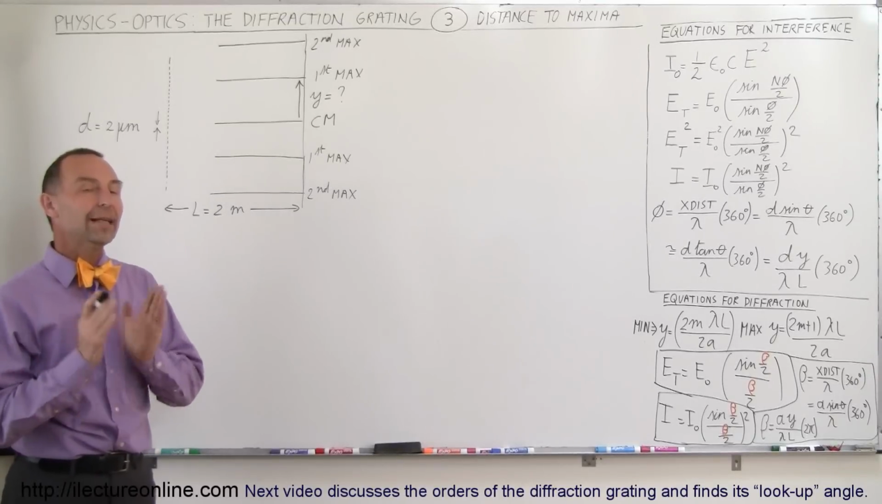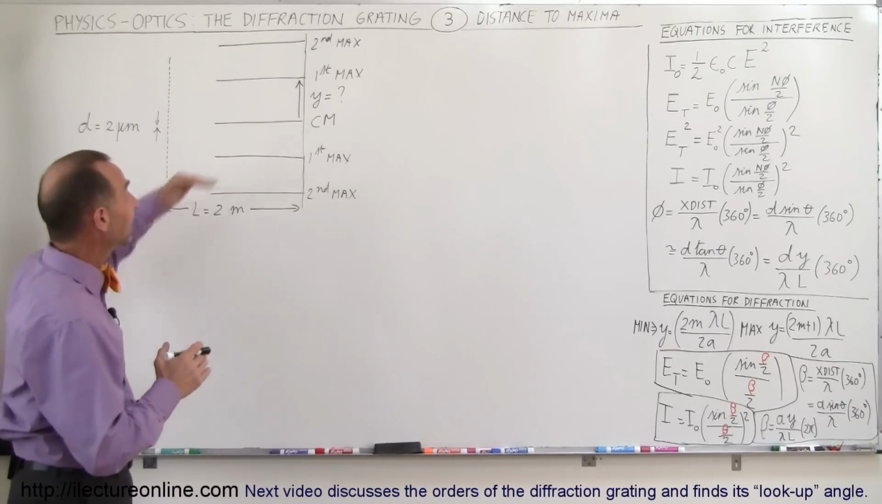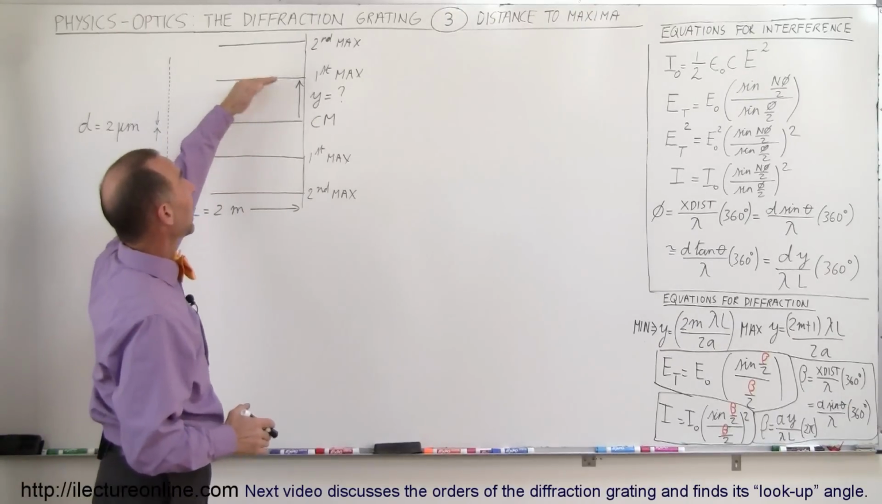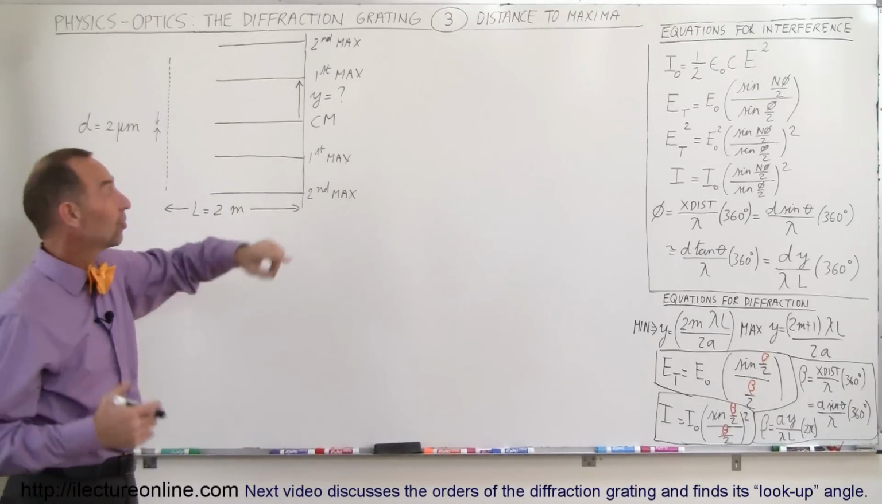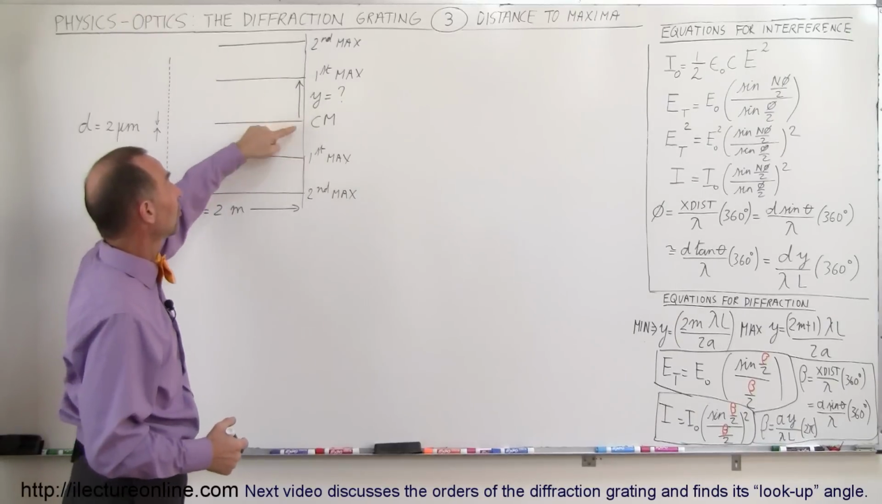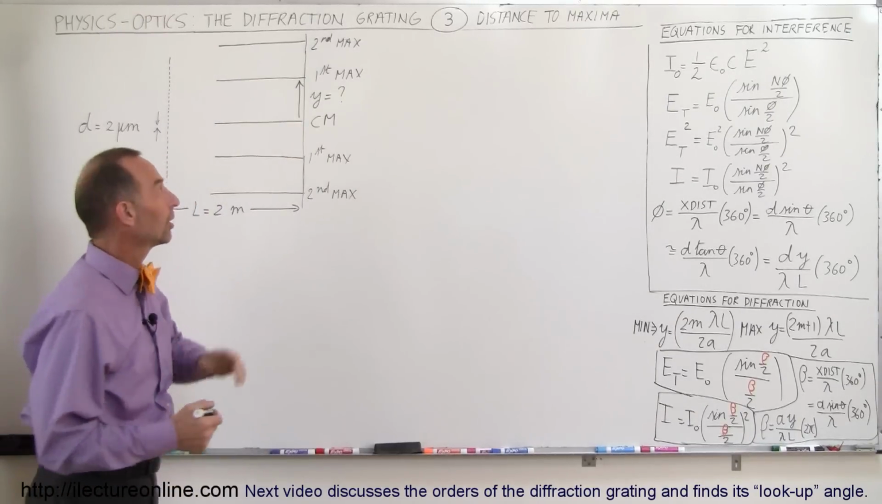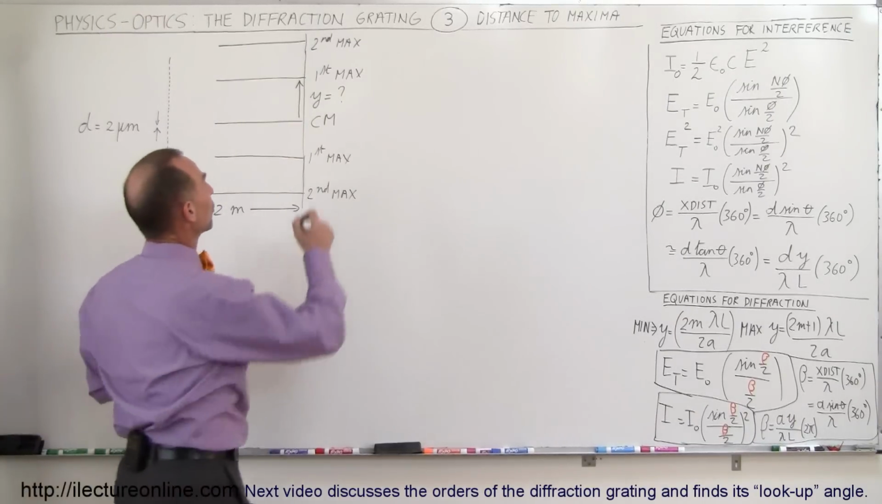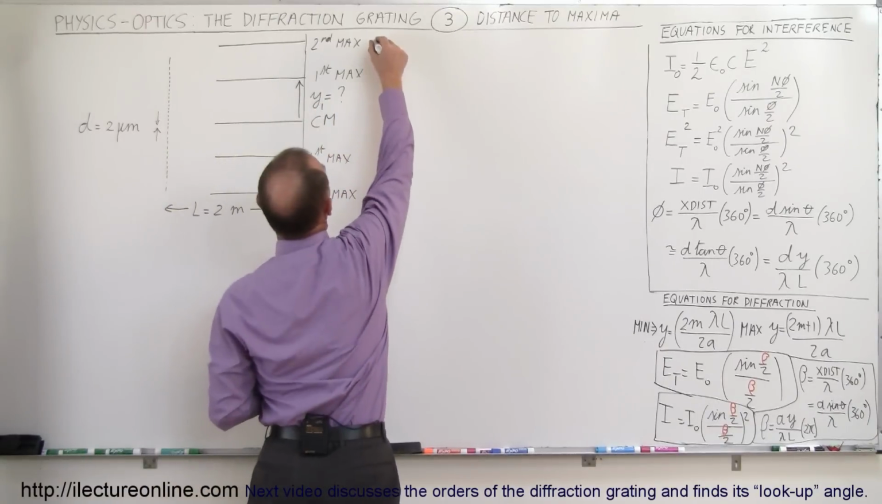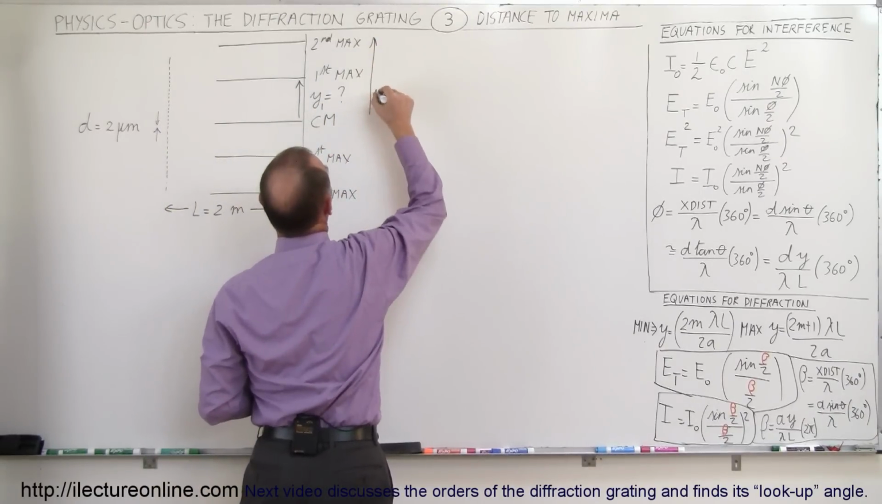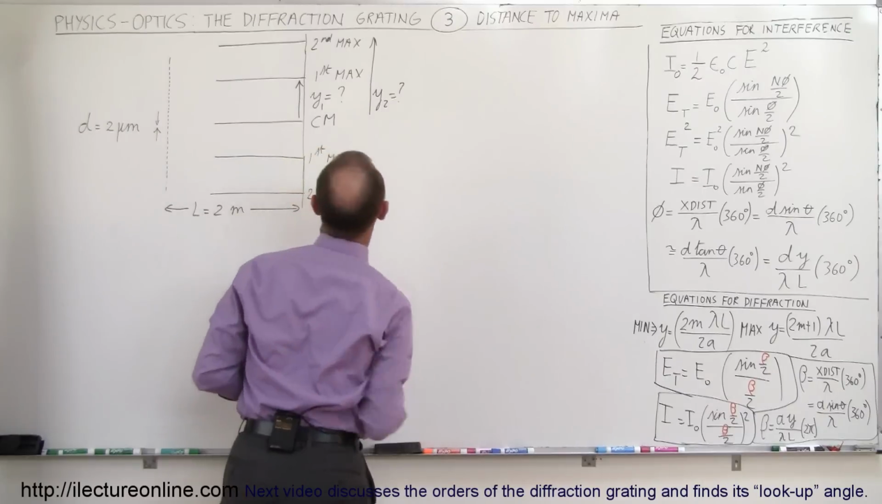Welcome to Electron Line, and now we're going to find out how to calculate the distance to the first maximum and the second maximum. So what is the distance y from the central maximum to this distance, and from there to the second distance? We'll call that y sub 1 and y sub 2. So y sub 1 here, and this distance right here, let's call that y sub 2. And what is that equal to?